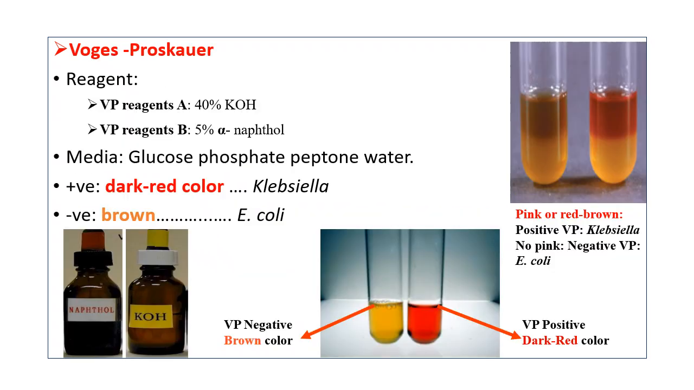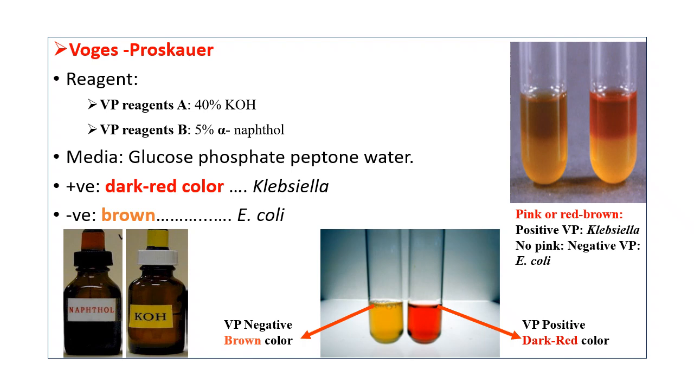The third test in the IMViC test, the Voges-Proskauer test. We use this test to detect the ability of certain bacteria to ferment glucose incompletely and produce acetone. After adding reagent A, 30% to 40% KOH, and reagent B, 5% alpha naphthol, acetone is oxidized to diacetyl and then reacts to produce the red color.